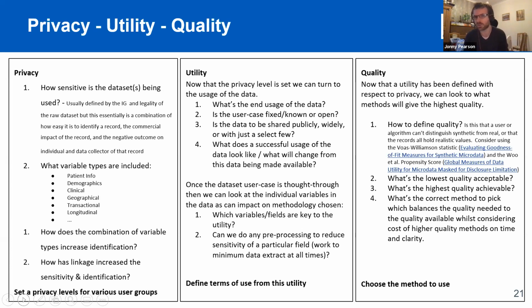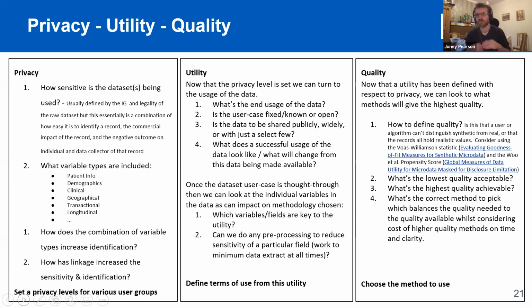We look at quality. Quality is very difficult because the quality metrics, yes, are not defined. For some usages, can an algorithm distinguish between synthetic and real, such as GANs? Or for others, it might be that the records need to hold realistic values, but it might just be about applying a probability model that will allow that, and you don't need to go to the higher order methods in order to actually achieve your utility.